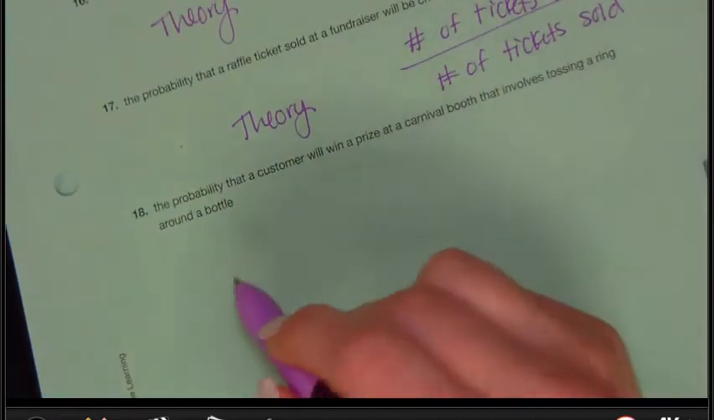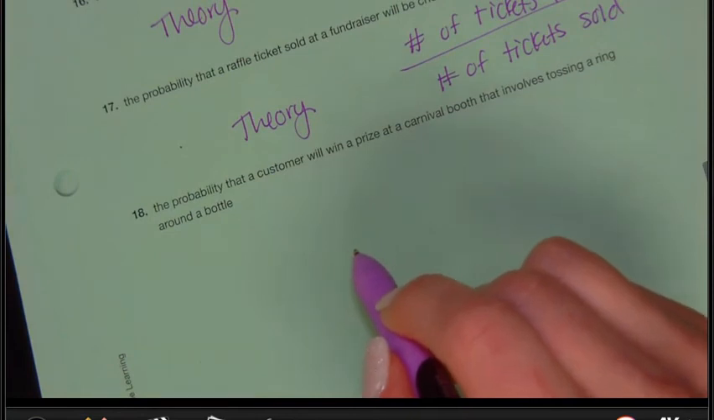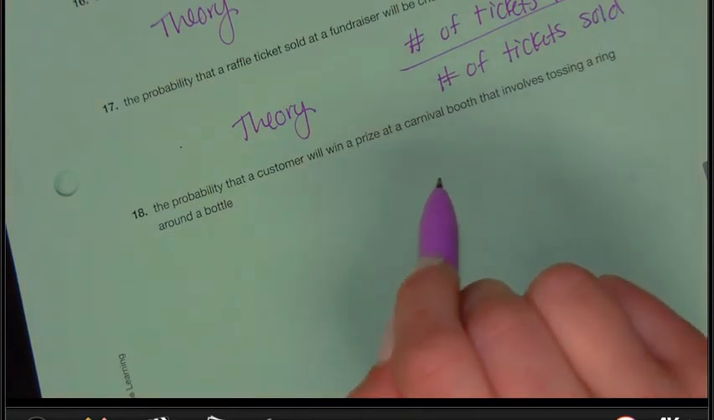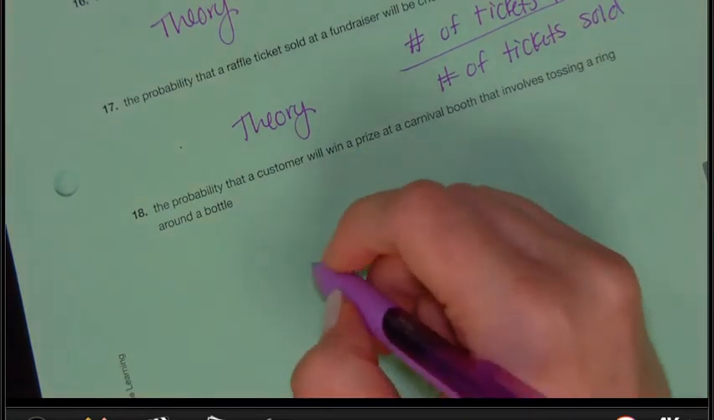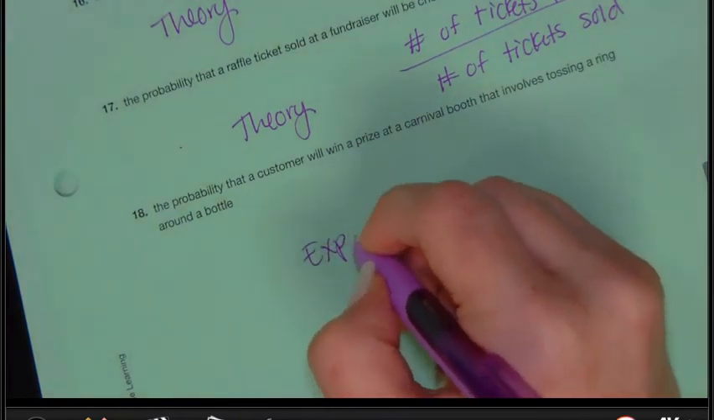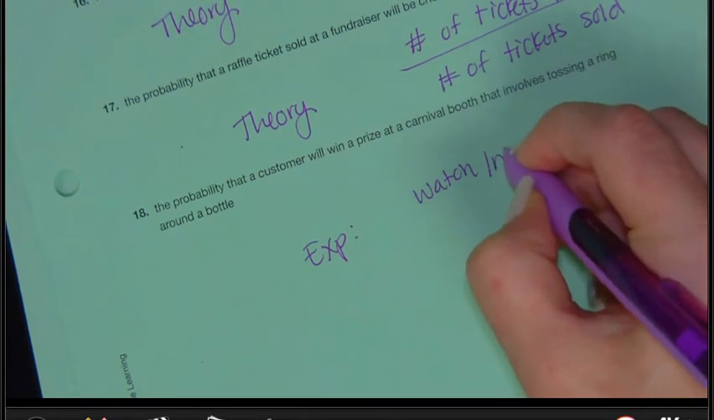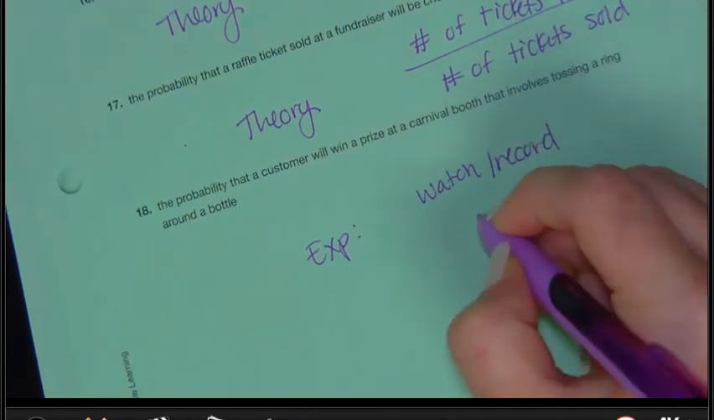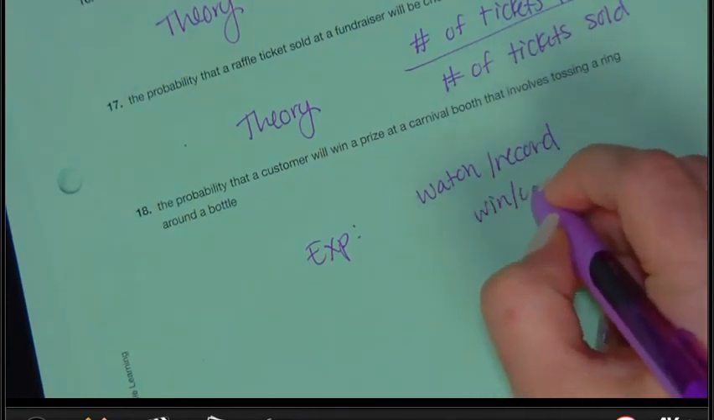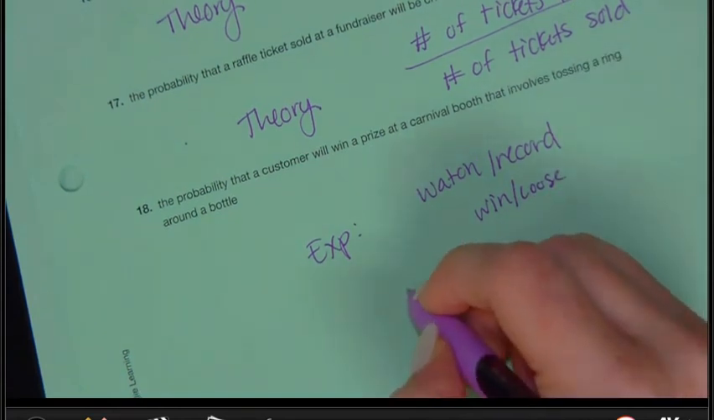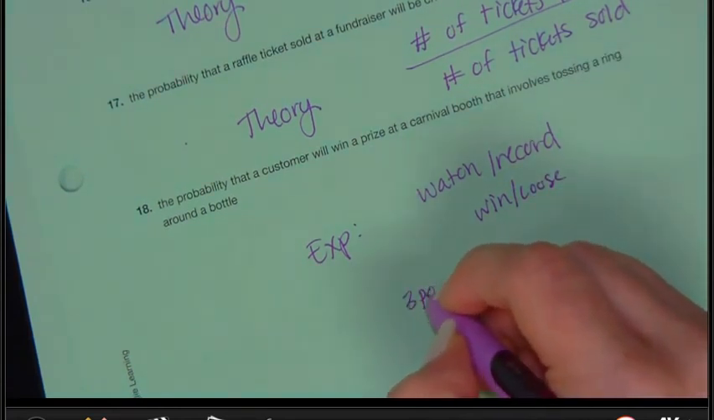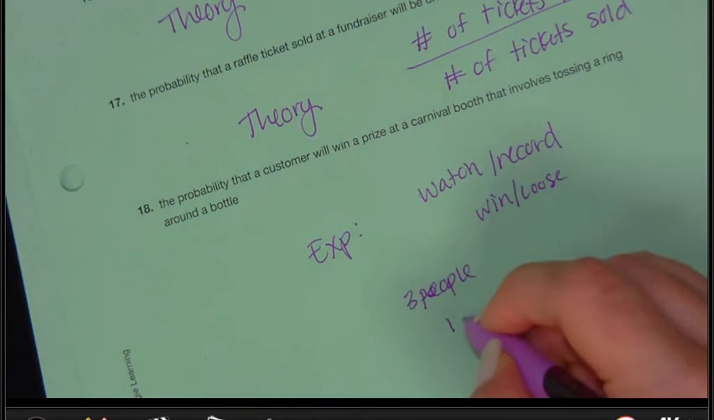Okay. And then the last one, the probability that a customer will win a prize at a carnival booth that involves tossing a ring around a bottle is going to be experimental. You will go up and watch and record what happens, win or lose. Thinking, out of 3 people that play, 1 wins.